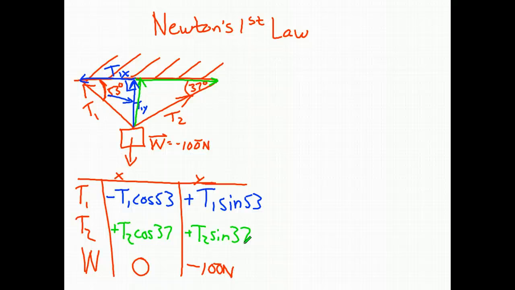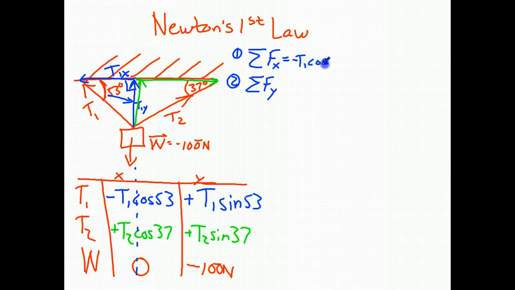So in the first case, we are going to look at the sum of the forces in the x direction. In the second one, we're going to look at the sum of the forces in the y direction. I like to call this equation 1 and the y direction equation 2, just to keep track of things. So first I'm going to add up all of my x components. So that is negative T1 cosine 53 plus T2 cosine of 37. I'm not going to write this 0 this time. And both of those add up to equal 0.